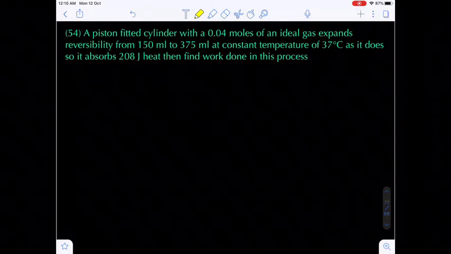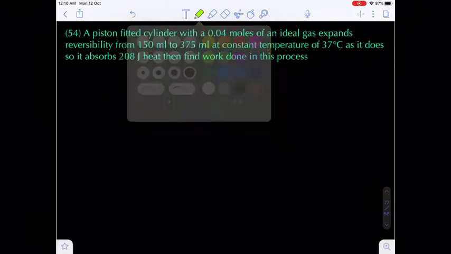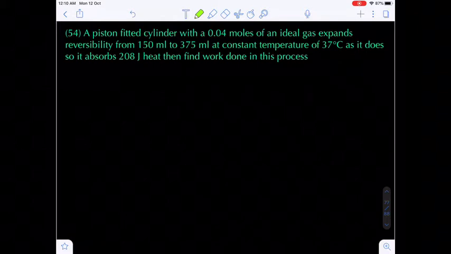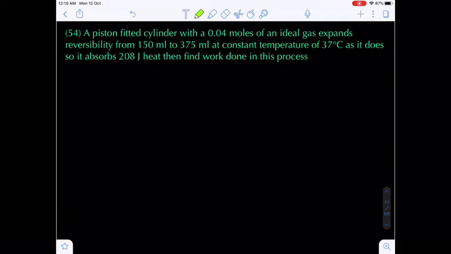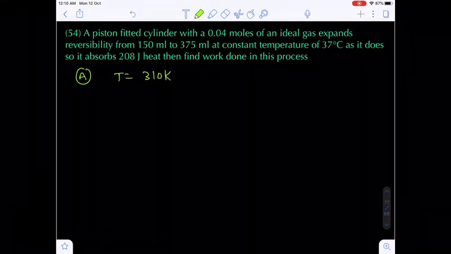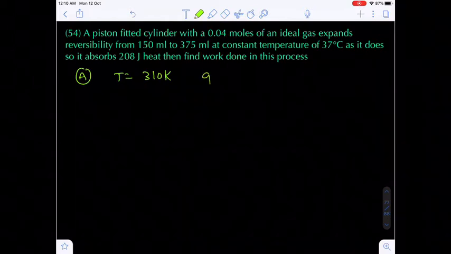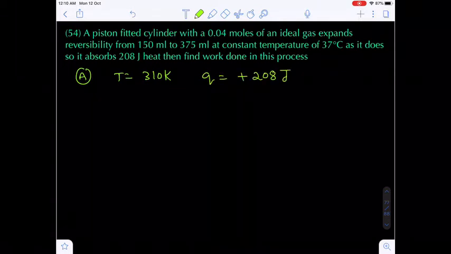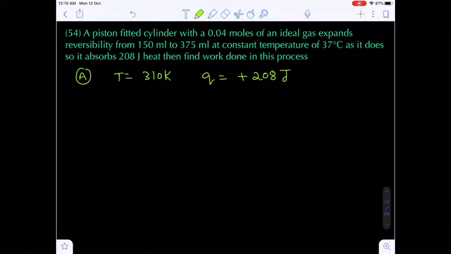Next question, that is question number 54. A piston fitted cylinder with 0.04 moles of ideal gas expands reversibly from 150 ml to 375 ml at a constant temperature. So here the temperature is given constant as 310 Kelvin, because 37 degrees in terms of Kelvin is plus 273. It does absorb 208 joules of heat. How much heat does it absorb? 208. So plus 208 joules of heat energy absorbed. Then find work done in this process.